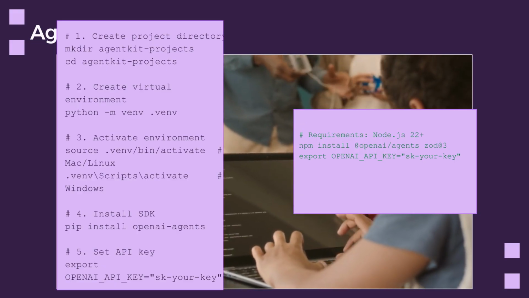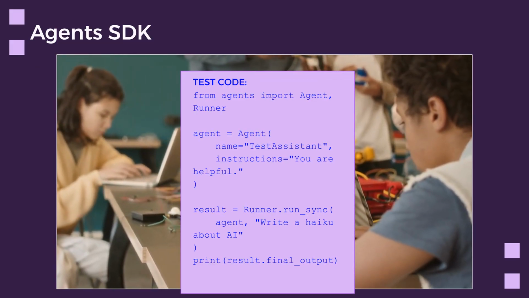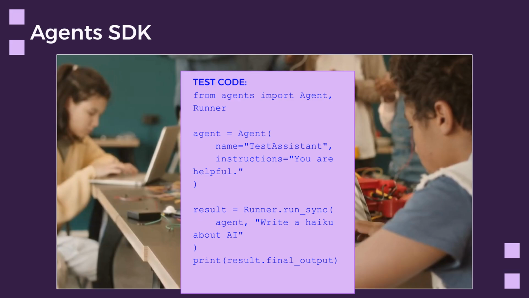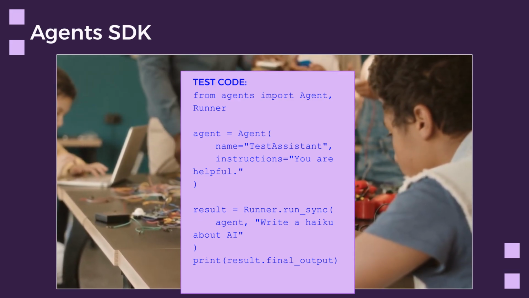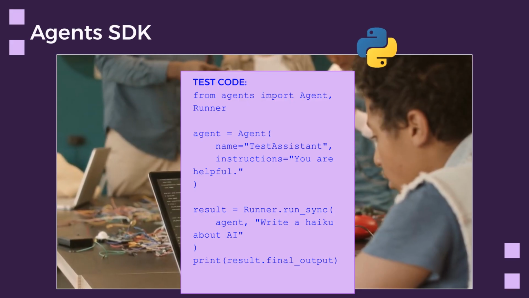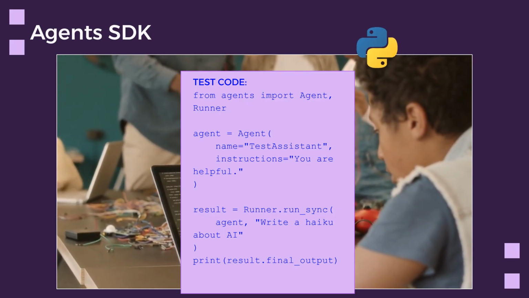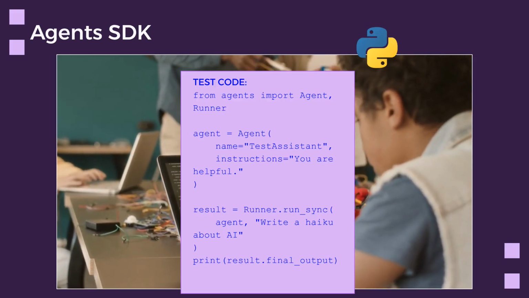Then you should test in Python if it works. So you just import your agent and runner, you create a simple agent with instructions, you run it with a test prompt, and in this case, the prompt was write a haiku, which is a poem, a short 3-line poem. And if I see the poem, so it's working.